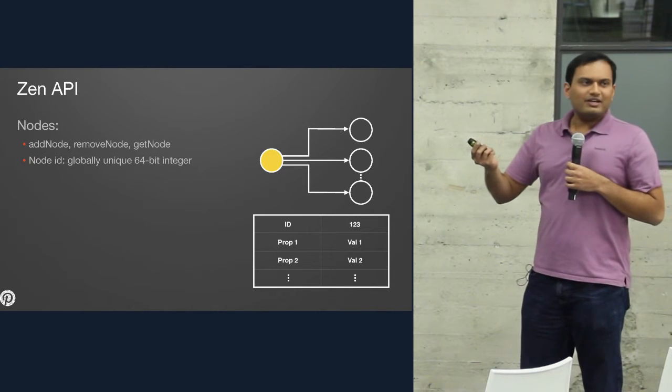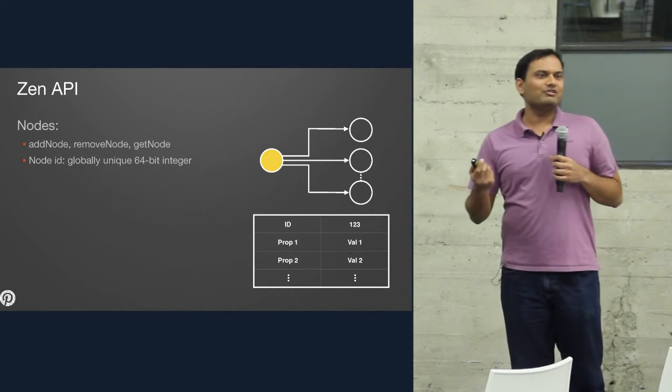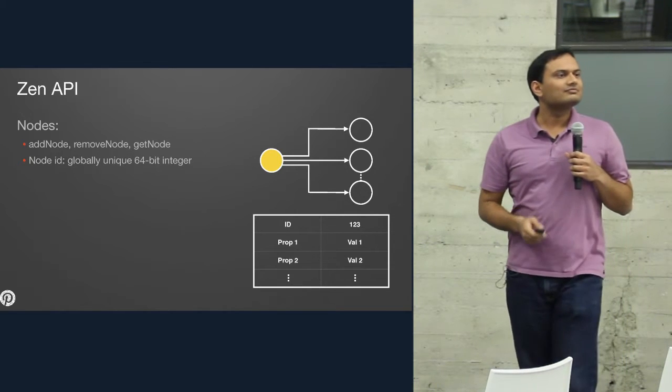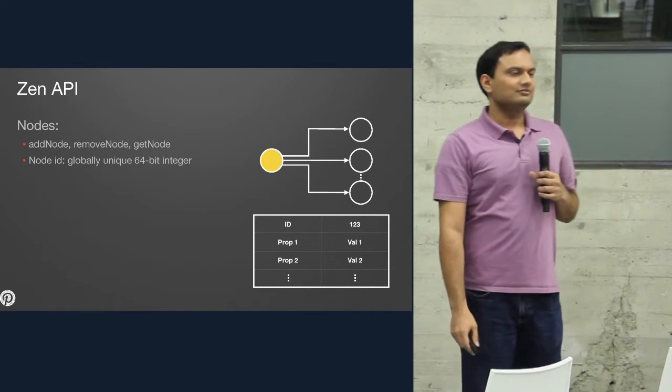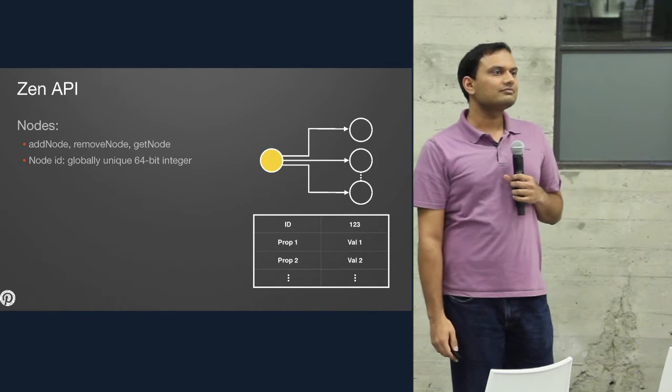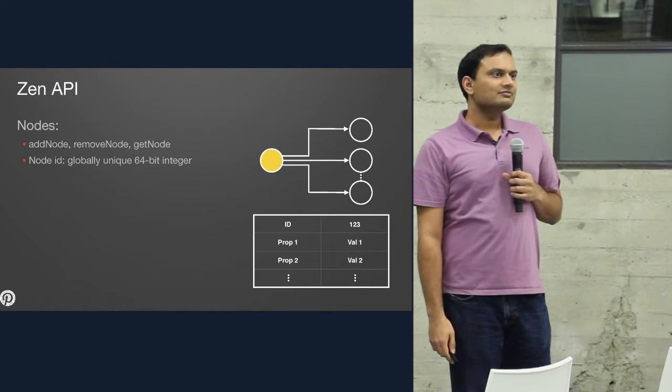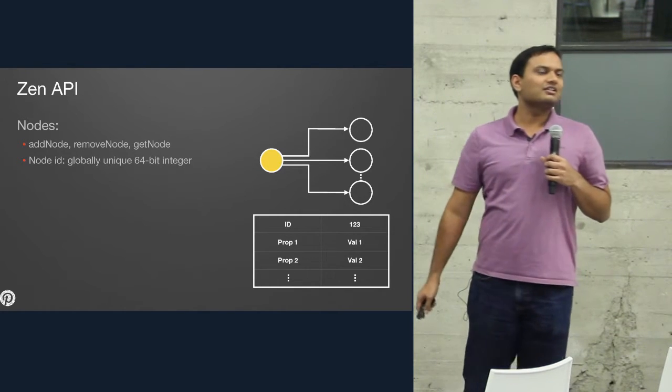So with that, I'll go into the API. But any questions so far? Does that make sense? Yes. You mentioned that it supports multiple backends. What kind of features does the underlying database need to have in order to be able to put Zen on top of it? Yeah, that's a very good question.